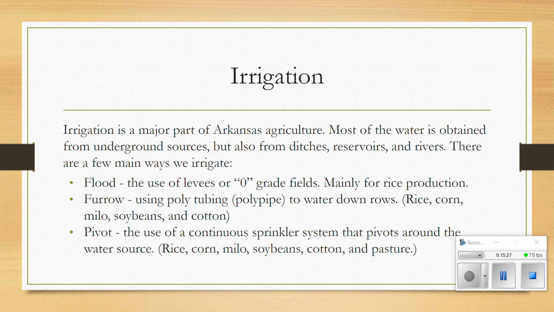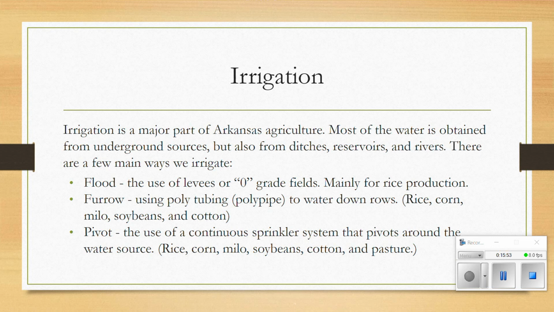There's a few main ways we irrigate. We flood, the use of levees in fields, or zero grade. That means the field is perfectly level in all directions. This is mainly for rice production. You can flood soybeans, but it's more of a flush. So you have to flush the field, get a couple inches of water, then pull the water off, or you'll kill the soybeans.